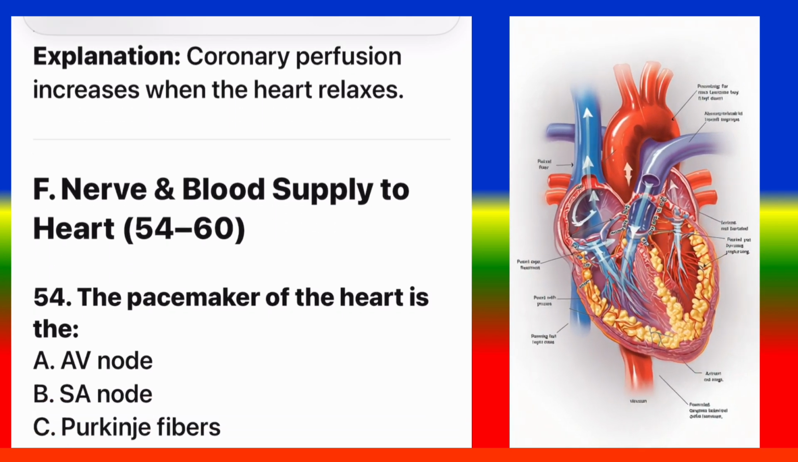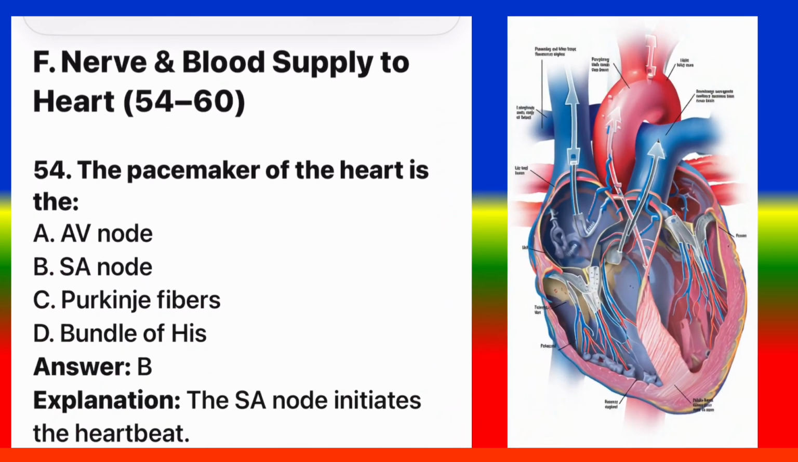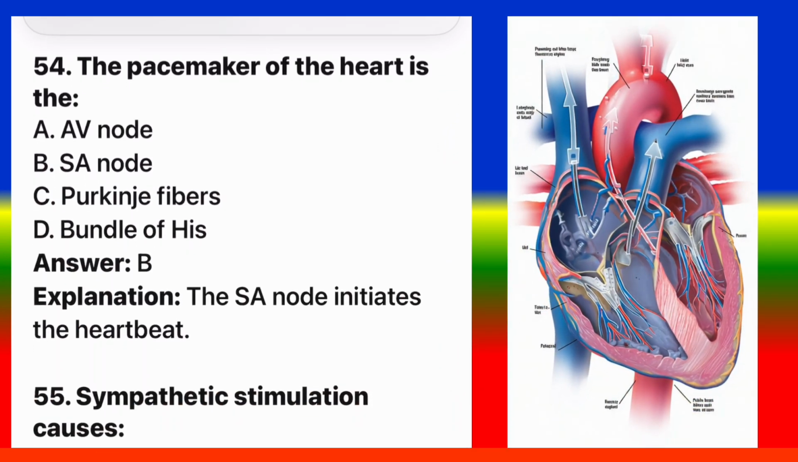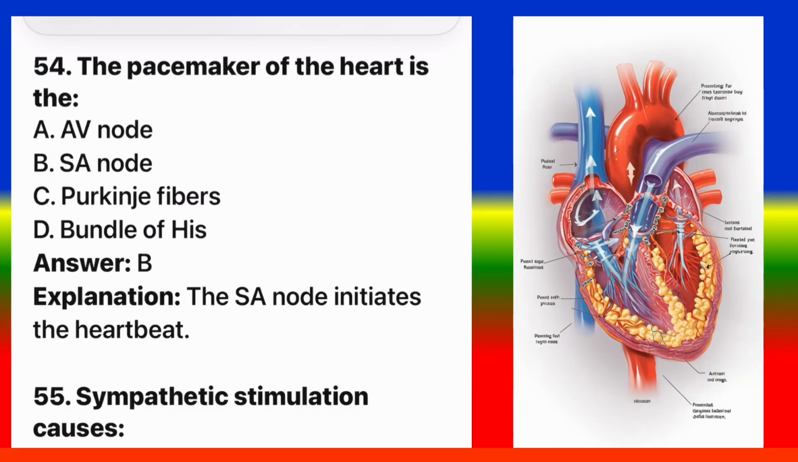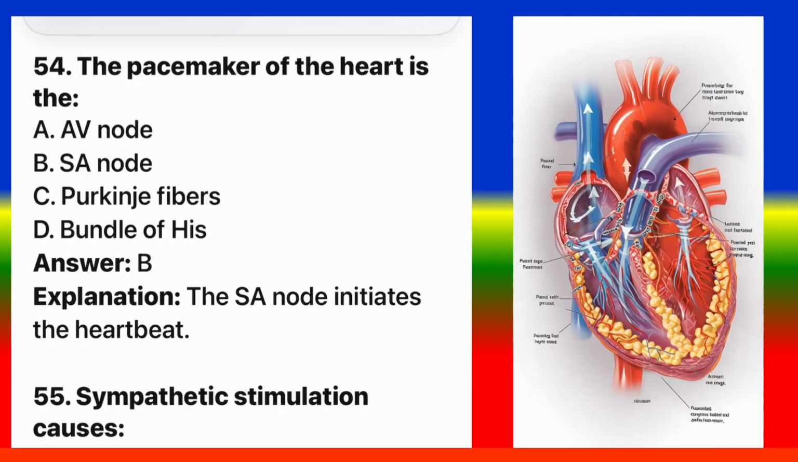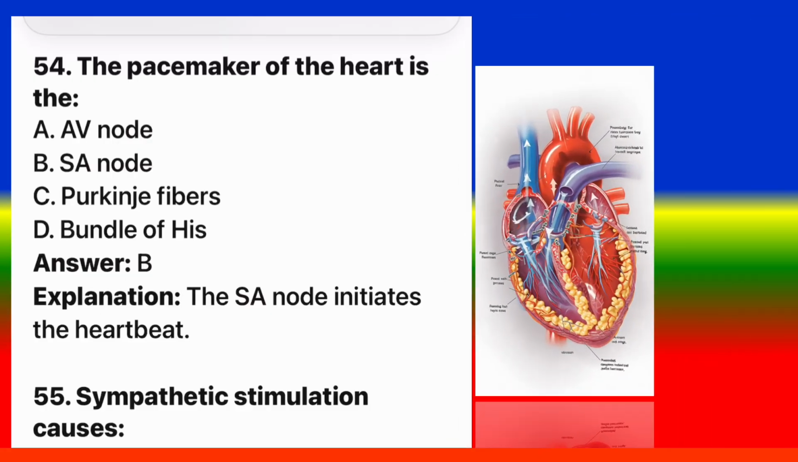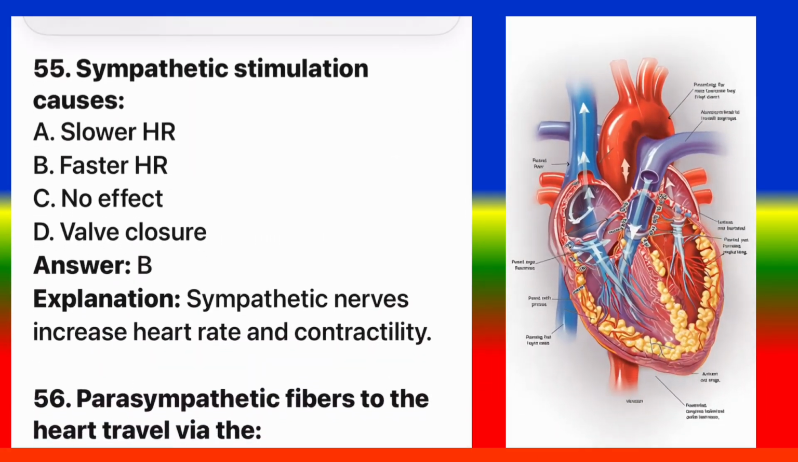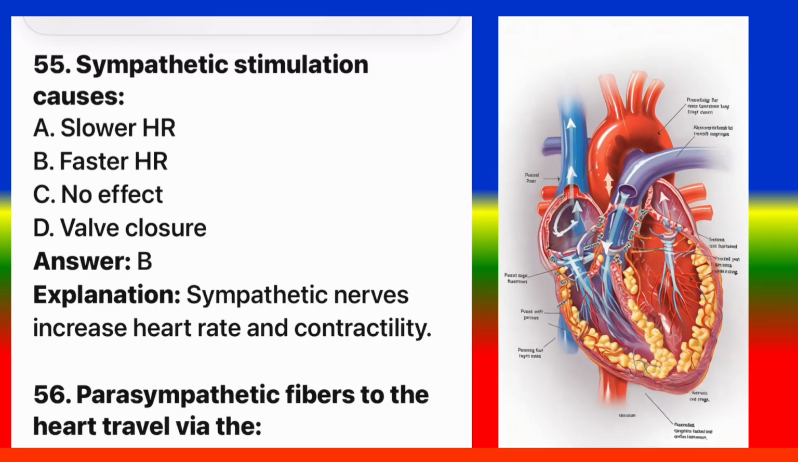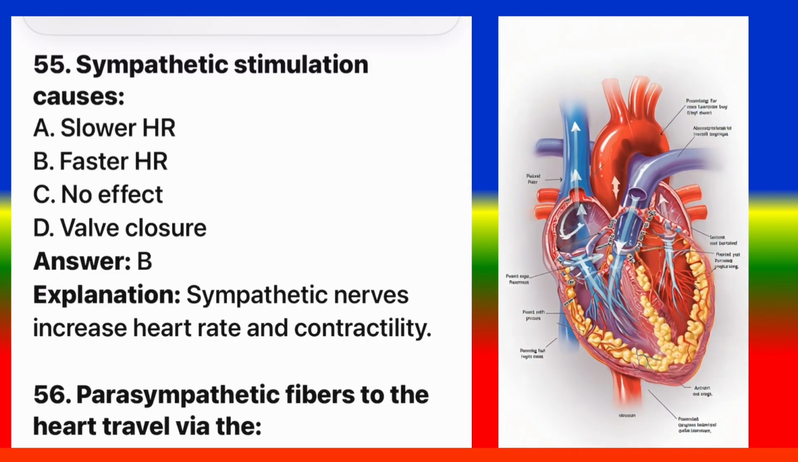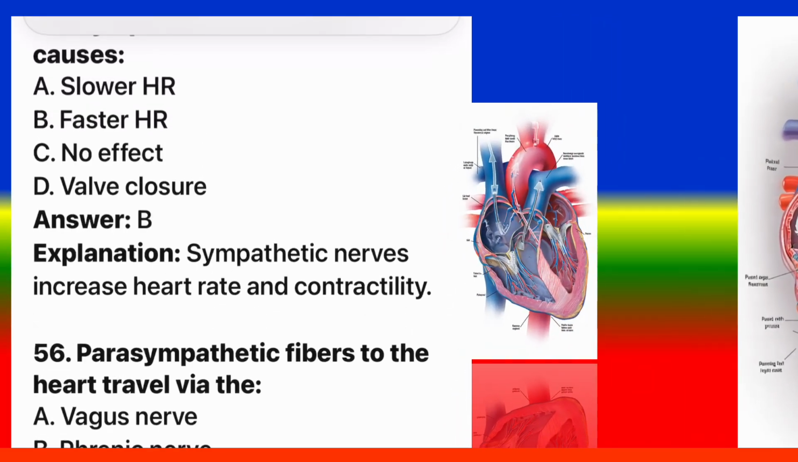F. Nerve and blood supply to heart, 54 to 60. 54. The pacemaker of the heart is: A. AV node, B. SA node, C. Purkinje fibers, D. Bundle of His. Answer B. Explanation: the SA node initiates the heartbeat. 55. Sympathetic stimulation causes: A. Slower HR, B. Faster HR, C. No effect, D. Valve closure. Answer B. Explanation: sympathetic nerves increase heart rate and contractility.